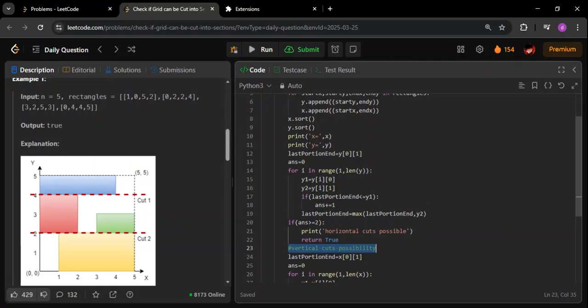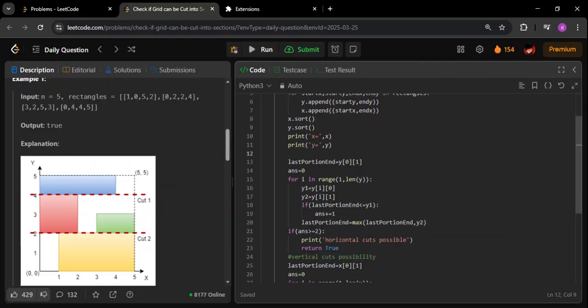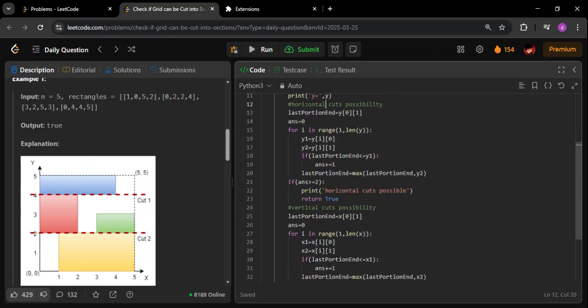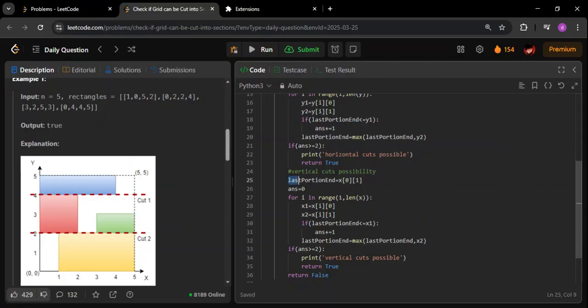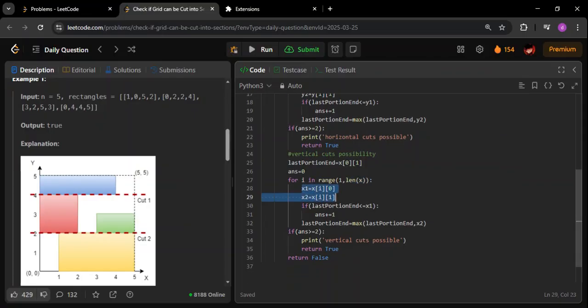So if you have a vertical cut possible or a horizontal cut possible, you need not even go for the rest. Okay, as simple as that. So I'm just checking the horizontal possibility right now. For the vertical, it is exactly the same code. Only thing is here x will come, and instead of y1 y2, I'm writing x1 x2. Okay, the rest of the code is exactly the same. We are incrementing the answer here, and once we come out of the loop, we are just checking if answer is greater than or equal to 2. If that is the case, we are returning vertical cut possible and returning true. If this also doesn't work, then ultimately we are returning false.